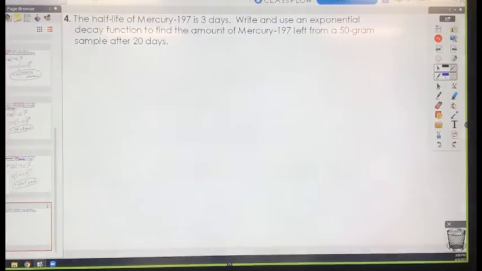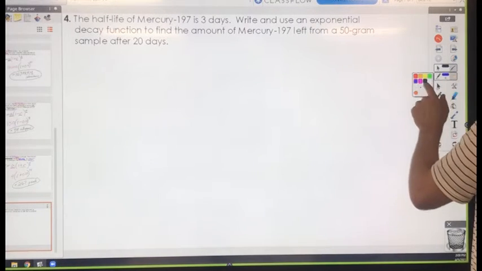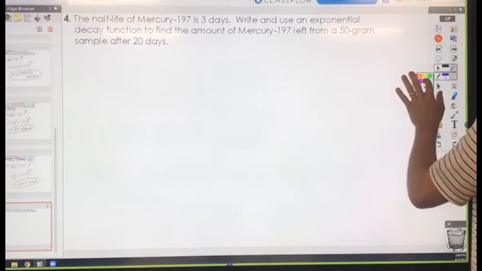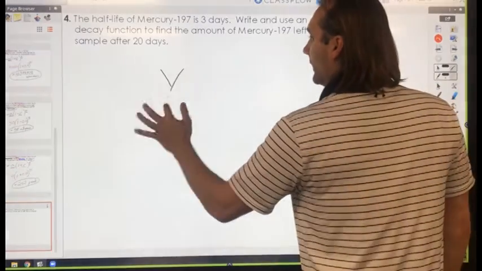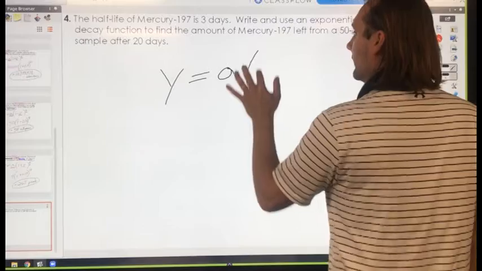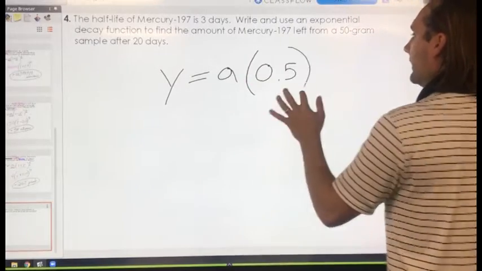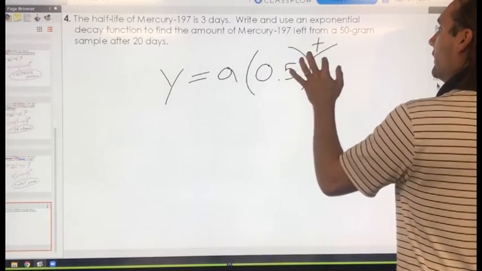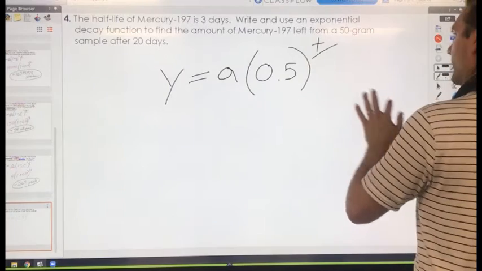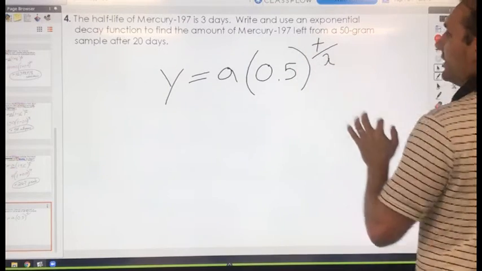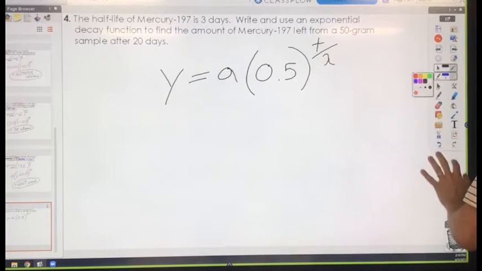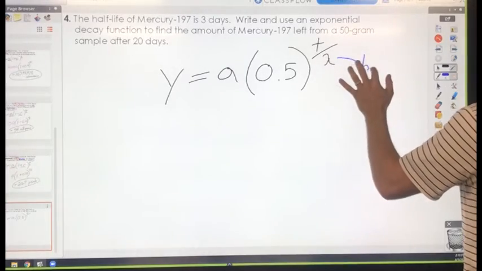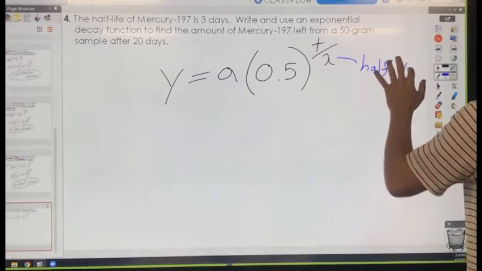Now write and use an exponential decay function to find the amount of mercury 197 left from a 50-gram sample after 20 days. So let's see here. Half-life was y equals a times 0.5, that's my rate of decaying, to the t over, let me get this right, lambda, sometimes you'll see h here. But basically this represents what is that material's half-life. 3.